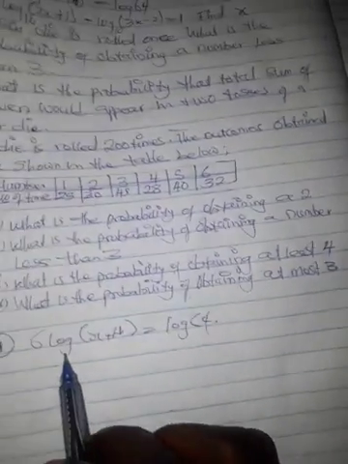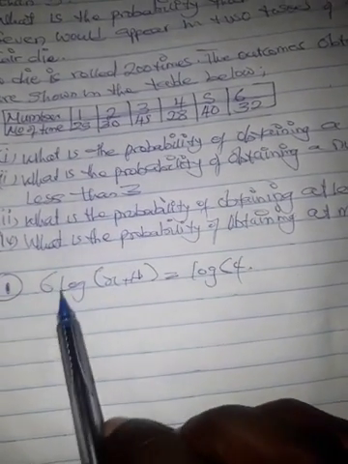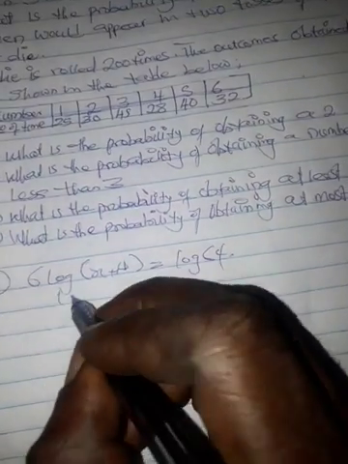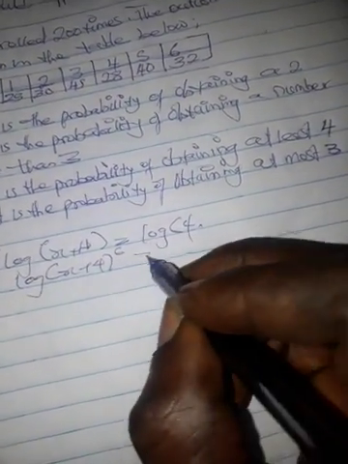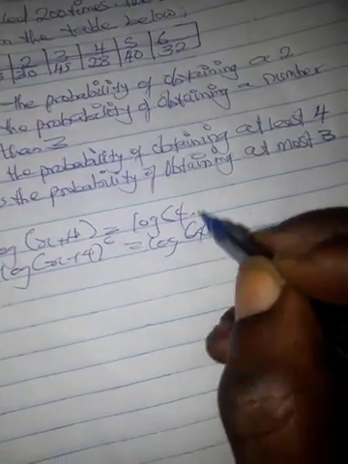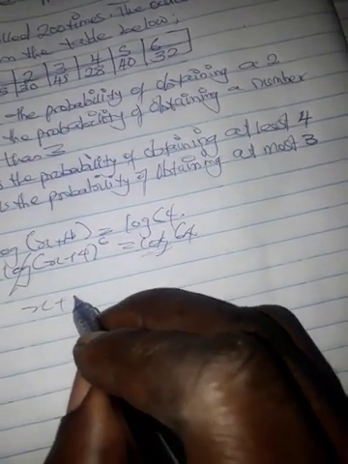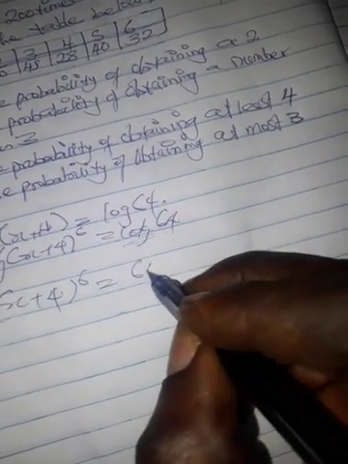So what you just need to do now, looking at this question, you just have to take this 6 behind log to the power of s plus 4. Which means I can also say log (s plus 4) to the power 6 equals log 64. Since I'm having log here, I can cancel it out. So what I'm left with is (s plus 4) raised to power 6 equals 64.